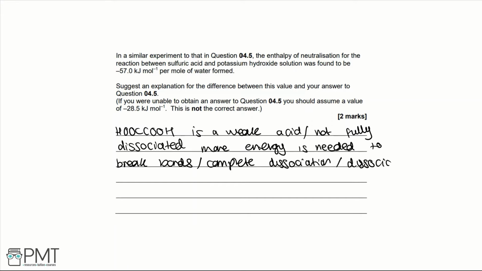Dissociation is endothermic, which we can see from the 2 values. Ours is a lot more positive, whereas when you use a stronger acid, it's a lot more negative. It's a lot more exothermic because strong acids fully dissociate and don't need this extra energy to dissociate.